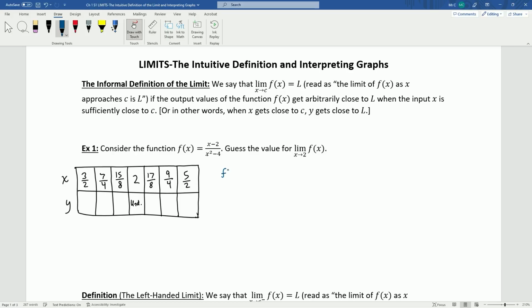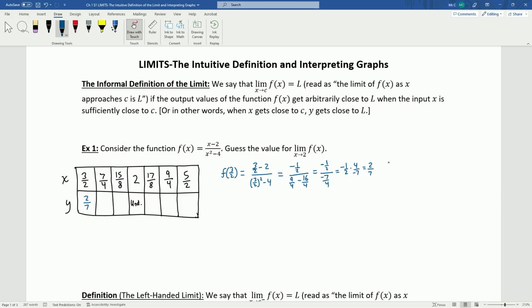Okay, so let's take a look at f of 3 halves. So that's (3 halves minus 2) over (3 halves squared minus 4) equals, well, 3 halves minus 2, 2 is 4 halves, so that's negative 1/2, divided by 9/4 minus 4. But of course 4 is the same thing as 16 over 4. So this is negative 1/2 divided by negative 7/4. And so when I multiply by the reciprocal, I end up with 4 over 2 is 2. The negatives cancel, so I get 2/7. Now, I'm going to start skipping some of the little steps here in between, just to save a little bit of time.